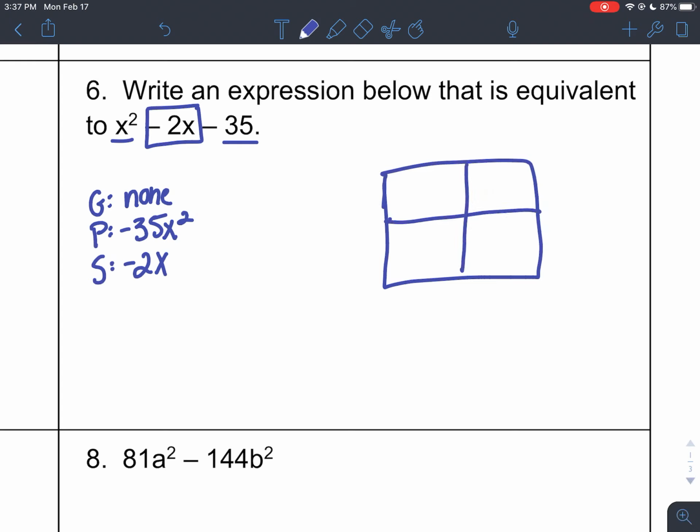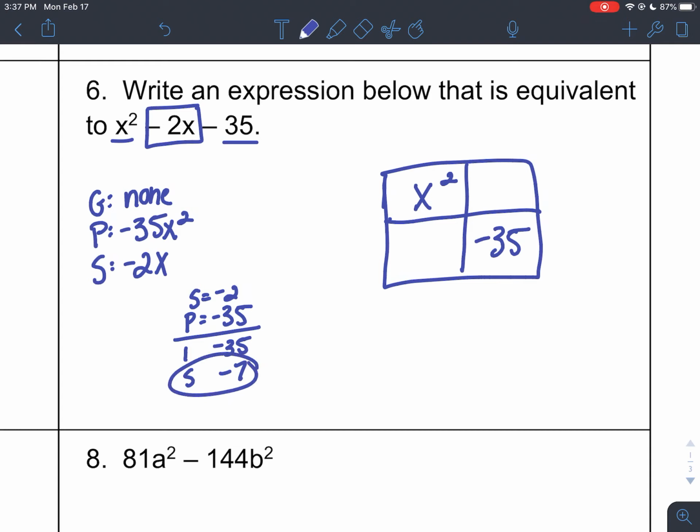Using our box, we have x squared in our first box, negative 35 in our last box. Your sum is negative 2. Your product is negative 35. We get 1 times 35 gives me 35, and 5 times 7 gives me 35. Negative products means different signs. Bigger column matches the sign of my sum, so we get these as our negatives. And here we get 5 and negative 7 add up to negative 2.